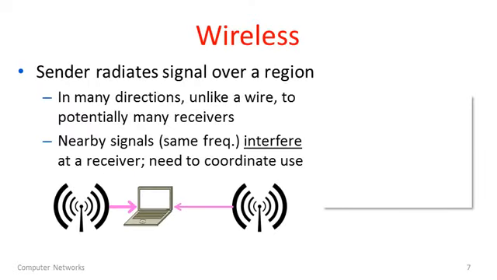Wireless is very important. Unlike wire, it sends in many directions to potentially many receivers, and nearby signals interfere with the receiver. So wireless has become very popular. There are different types of links: terrestrial communications, cellular, radio.